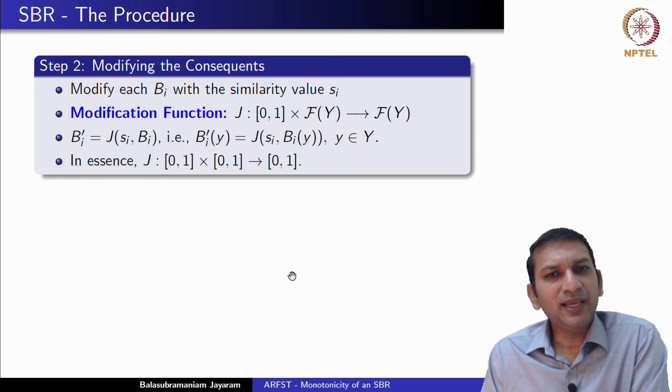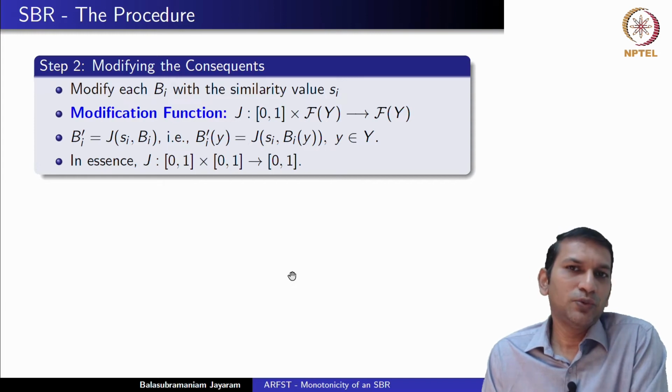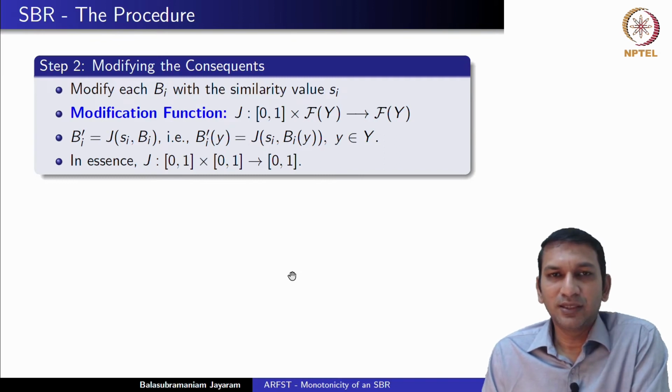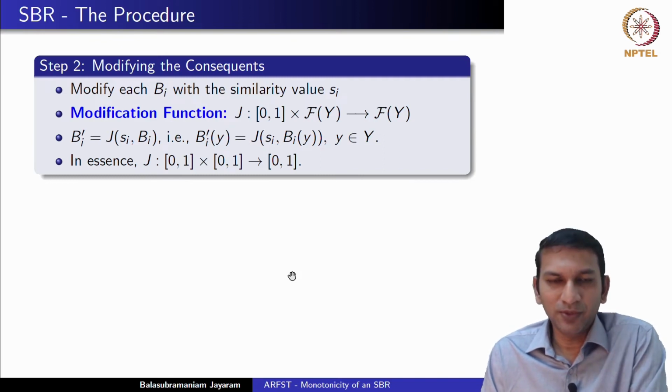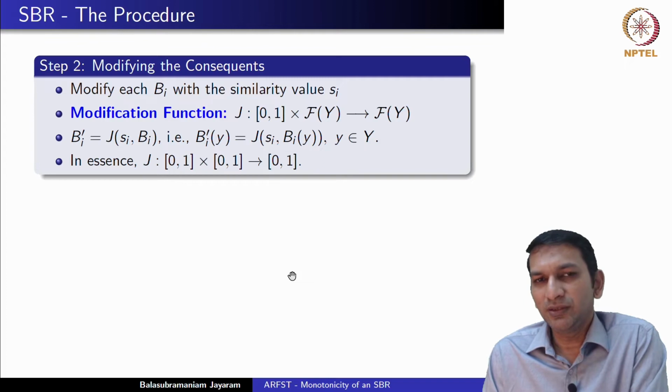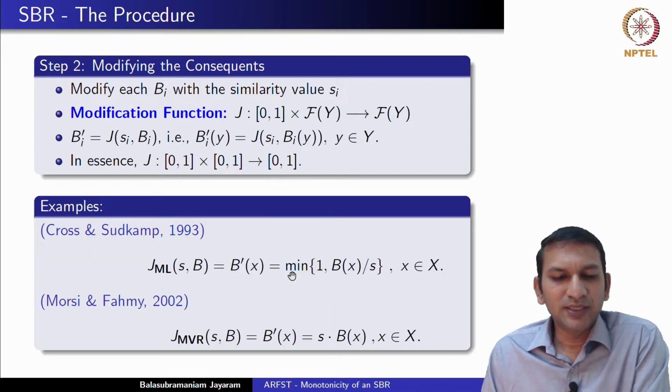The next step is we take each of these similarity values Si and modify the corresponding consequent Bi. And towards this, we use a modification function J. And we have seen that even though J is from [0,1] cross F(Y) to F(Y), because Bi's are fuzzy sets on Y, these are modified into fuzzy sets again on Y. Essentially, since we are dealing only with the membership values, it is clear that J can also be considered as simply a binary operation on [0,1]. These are some often used modification functions.